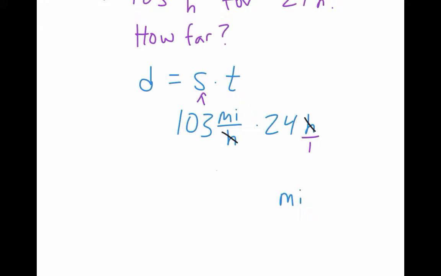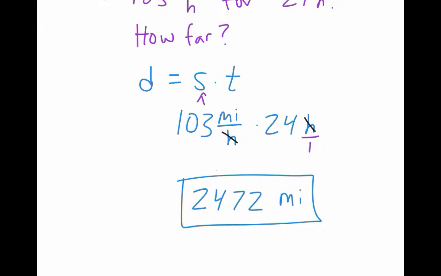So in other words, if you want to figure out how far this car is going to go, you just need to multiply the numbers together, just like we did the units. So I have 103 times 24, so the car would go 2,472 miles. All right, so it's 2,472 miles.